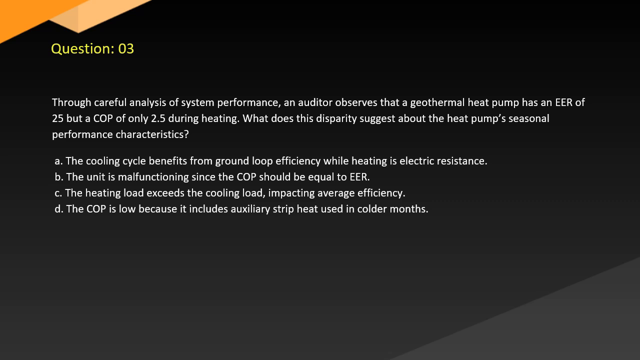A. The cooling cycle benefits from ground loop efficiency while heating is electric resistance. B. The unit is malfunctioning since the COP should be equal to EER. C. The heating load exceeds the cooling load, impacting average efficiency. D. The COP is low because it includes auxiliary strip heat used in colder months.